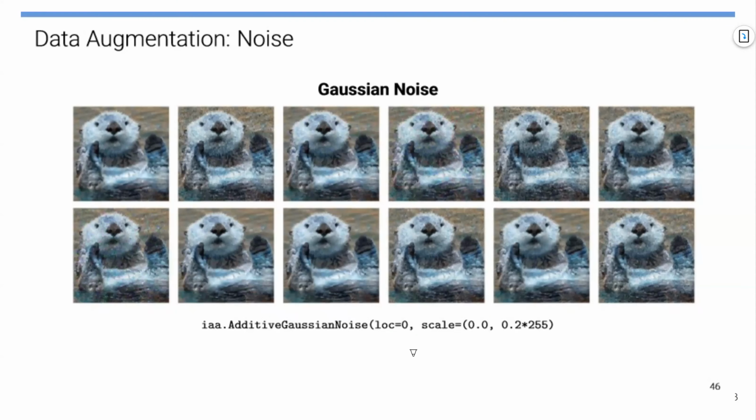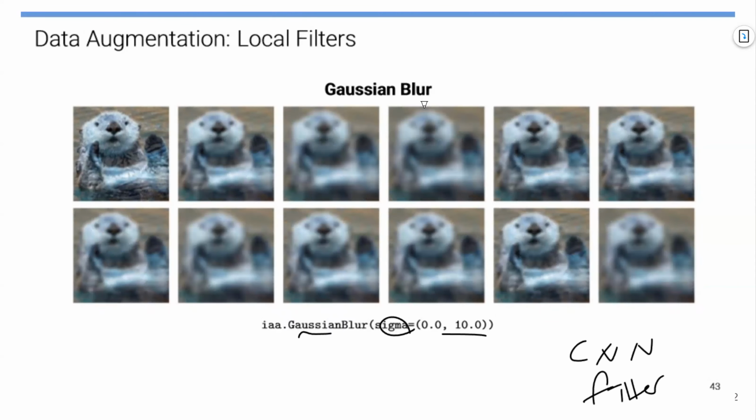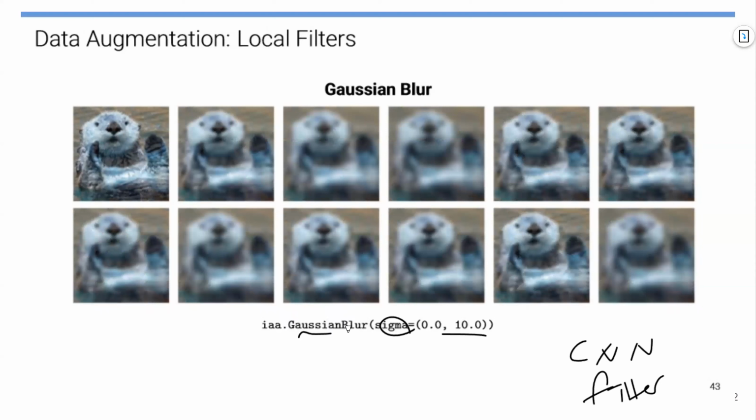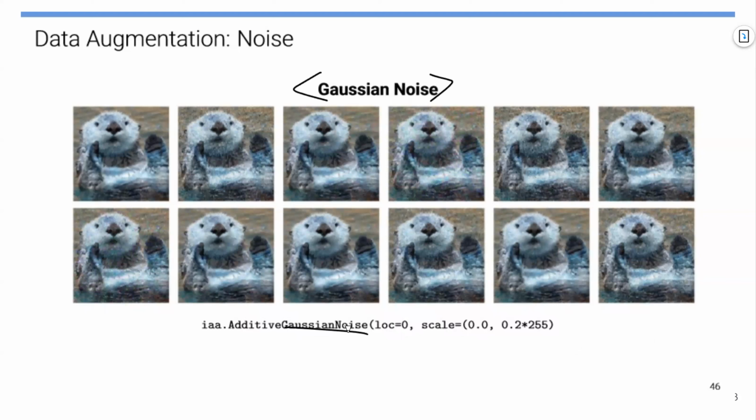And another thing is Gaussian noise. This one is different from the previous one. In the case of Gaussian blur, we modify the actual pixel values by blurring them. However, in the case of Gaussian noise, we just add Gaussian noise. So you can see the difference between Gaussian blur and Gaussian noise. We can also control the degree of Gaussian noise by controlling sigma.